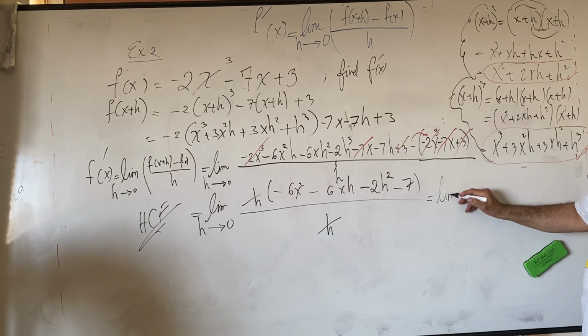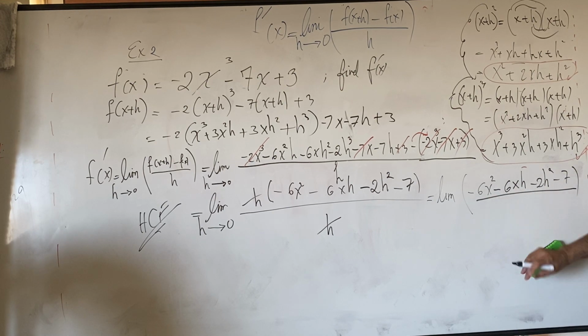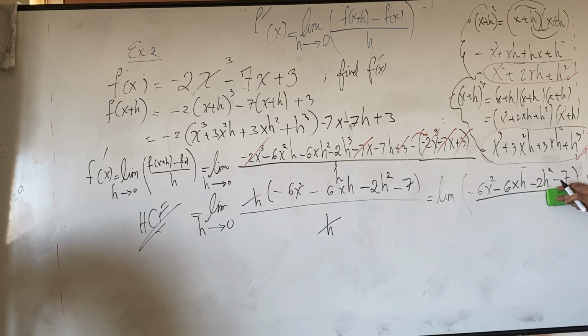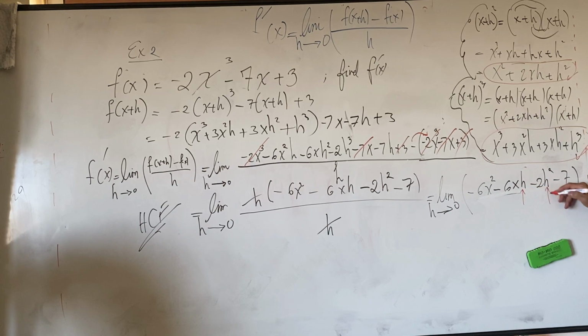The limit of minus 6x squared, minus 6xh, minus 2h squared, minus 7, divided by nothing, by the way, nothing. And if there is an h in the denominator, then all our work has no meaning, where h approaches 0. So gentlemen, let's substitute 0 here and 0 there.